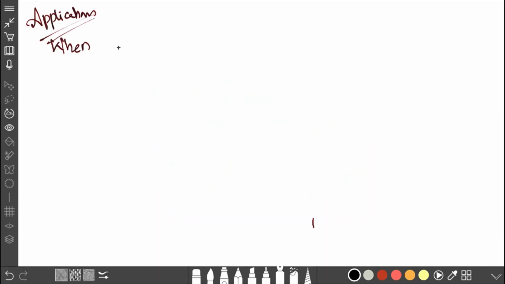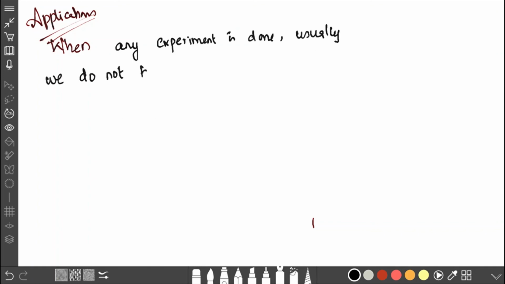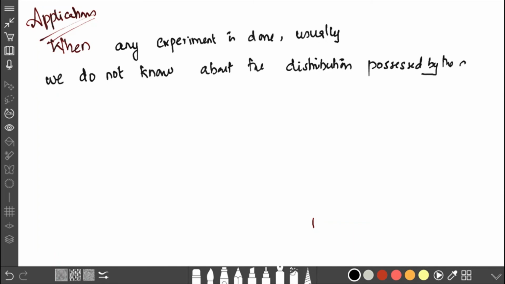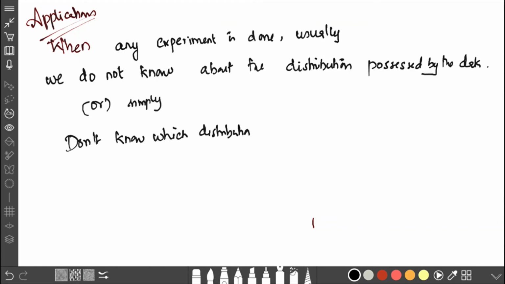So the application of the central limit theorem is explained when any experiment is done. Usually we do a lot of experiments with unknown data which is random in nature. We do not know about the distributions possessed by the data points, or in simple words, we don't know what kind of distribution the data we have selected will possess. So the output is unpredictable in nature. This is commonly known.